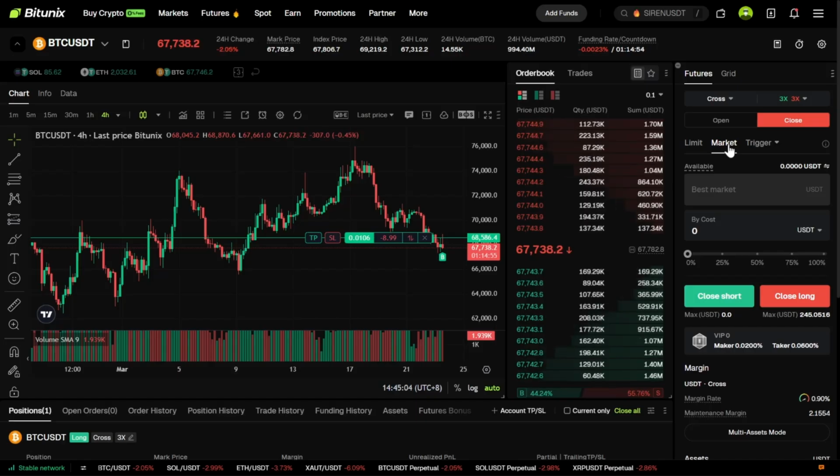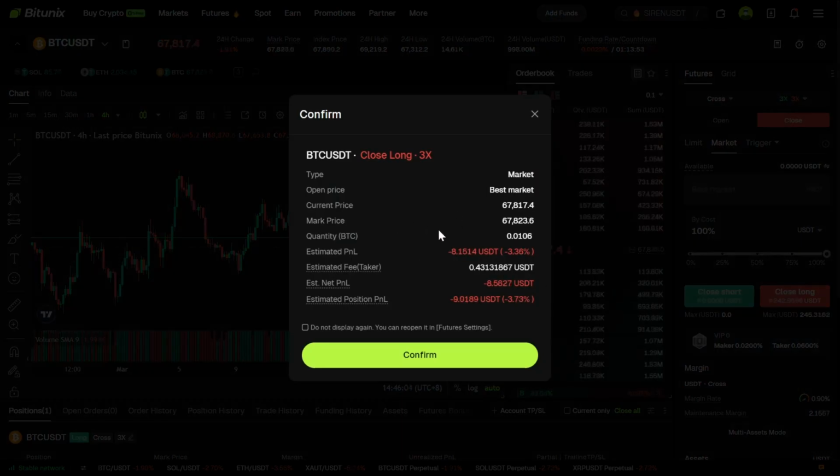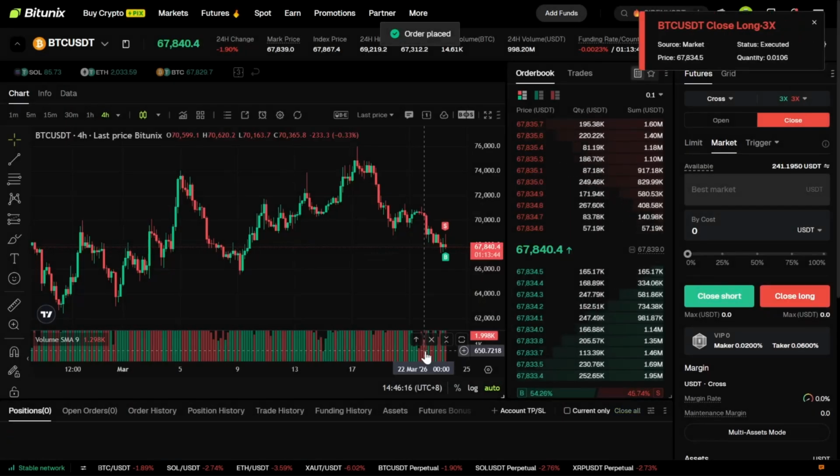You can do a market, trigger, or a limit order. For the tutorial, we are just going to close our position at the market price. We are going to close the full amount. We can see what our position is worth now. It's actually been a bad couple of minutes for the markets. We are down about 8 USDT, so 3.3% in, let's say, 20 minutes. So not the best trade, but we did it for the tutorial. And we are going to confirm this close.